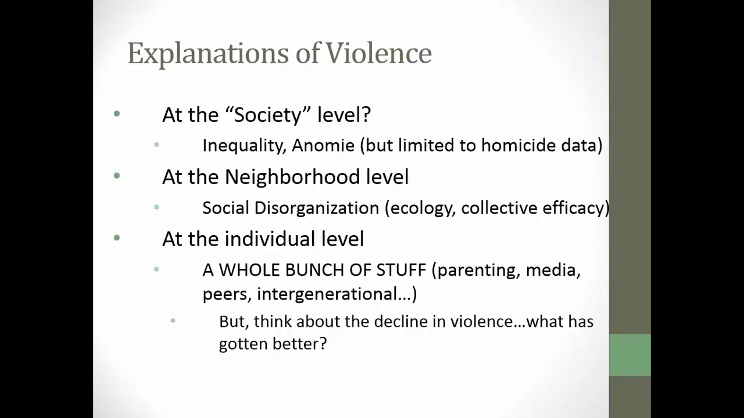All right, so we've covered a lot of ground. I'm not going to go into all kinds of detail here, except to say that you can think of violence and explaining violence at multiple levels. At a country level, when you think about homicide in the U.S., we have a lot of inequality. You can think of it in terms of anomie theory, but again, the limit there is that almost all the analyses are on homicide rather than violence generally.